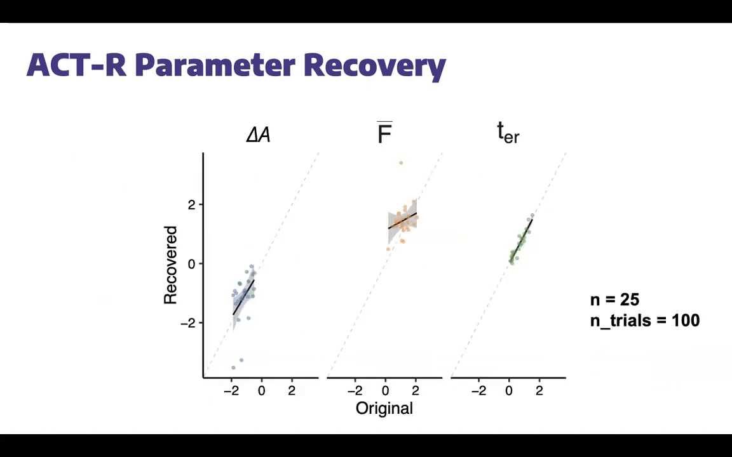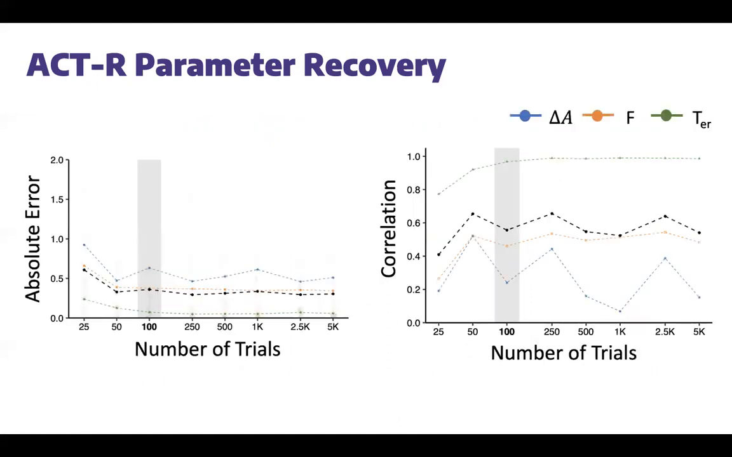Here's a more zoomed-in view to show that at 100 trials per participant, we see a fairly linear recovery of the recovered ACT-R parameters compared to the original in all three targeted parameters: the difference of activation rates between the two competing chunks, or delta A, shown in blue, the latency factor F, shown in orange, and T error, shown in green. Across varying trial sizes, we calculated absolute error and correlations across the recovered parameters.